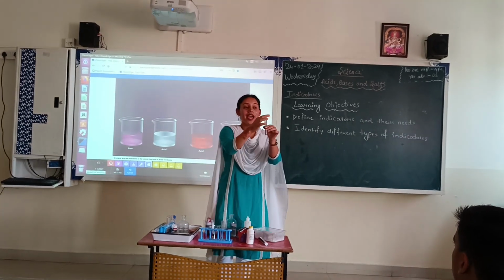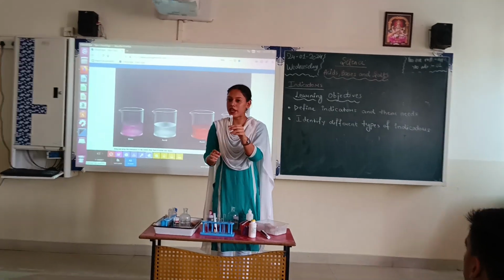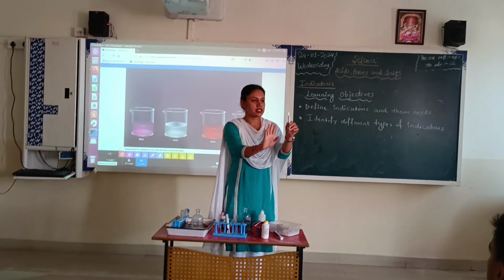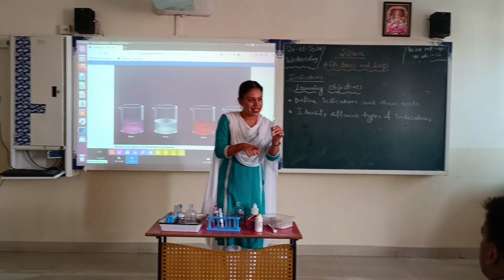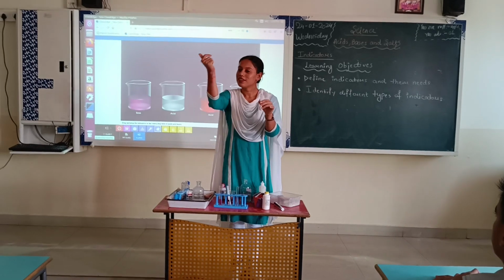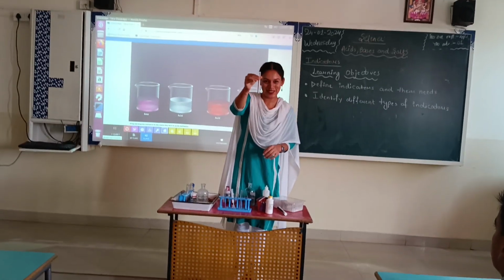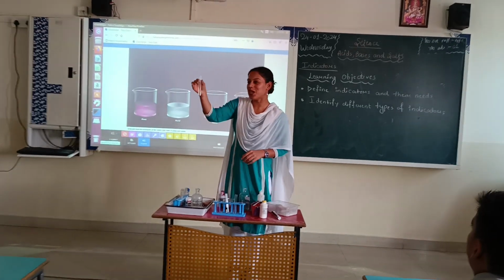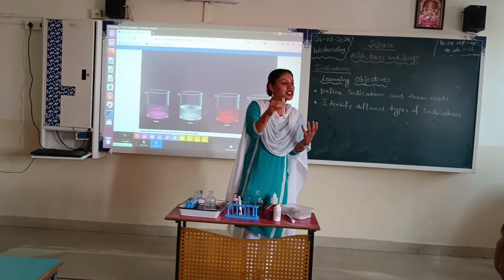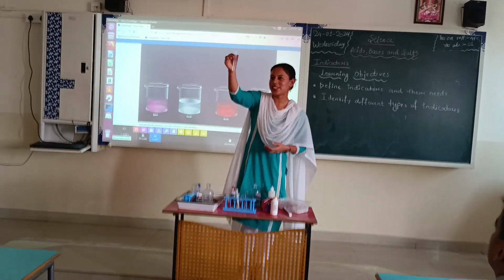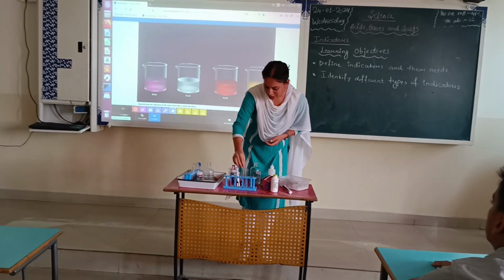Now what happened? We had a base. We added phenolphthalein. The color change was pink. That means we had a base. Indicator is fine. And then I added an acid in that, and the pink color disappeared. This reaction is known as neutralization. When an acid reacts with a base, it gives us a neutralized product known as salt and water. So neutralization. I am giving the introduction now only. This is a neutralization reaction. Isn't it interesting?